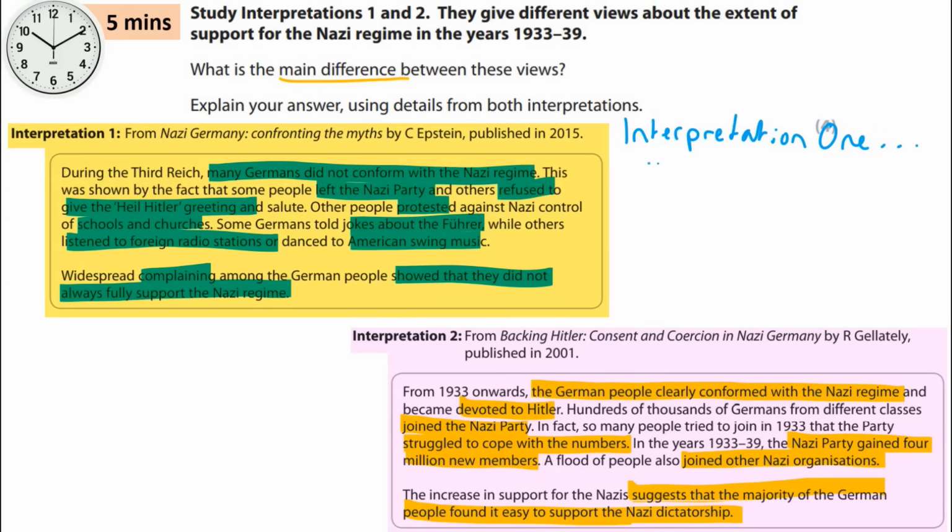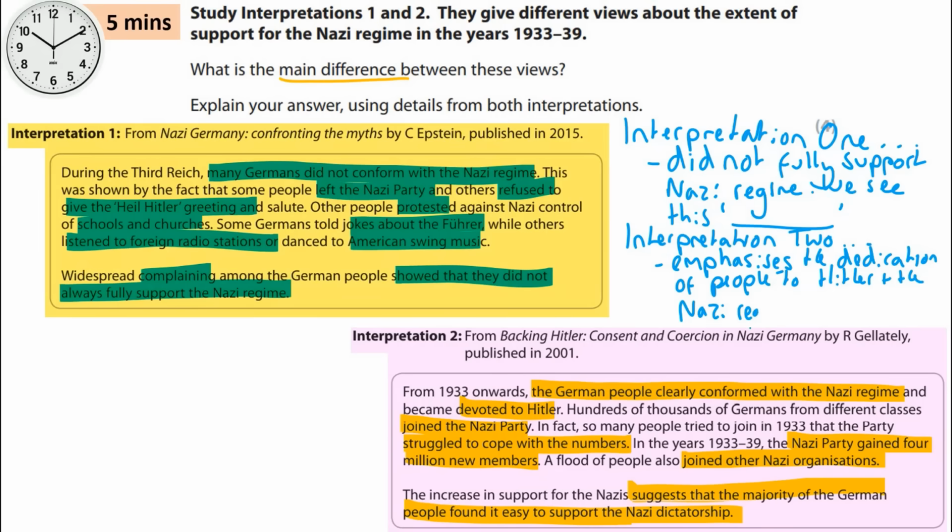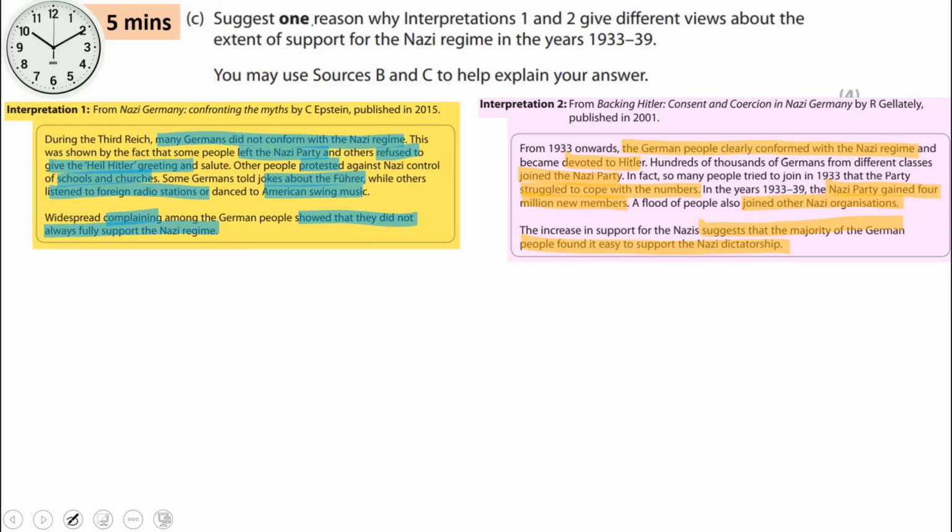Having read through them, I've spotted a key difference. I've spotted something different between them. I'll start off by saying what interpretation 1 argues. So interpretation 1 in this case is arguing that the majority of Germans did not fully support the Nazi regime. I'd back this up with a quote, that's what I'm showing with the underline there, and I would follow on by saying how interpretation 2 is different. Interpretation 2 suggests a very different view. It emphasizes the dedication of the German people towards the Nazi Party and towards Adolf Hitler. I would then back this up with a quote as well. Make sure that you spot the main difference in this case. Make sure that you're identifying clearly what they say and why they differ. That would be worth spending 5-10 minutes on.